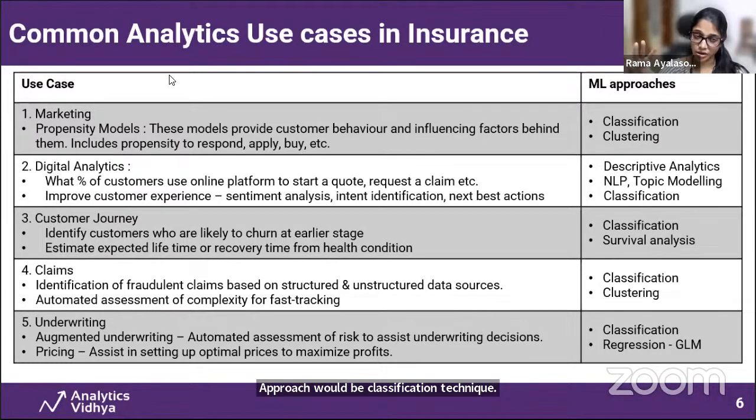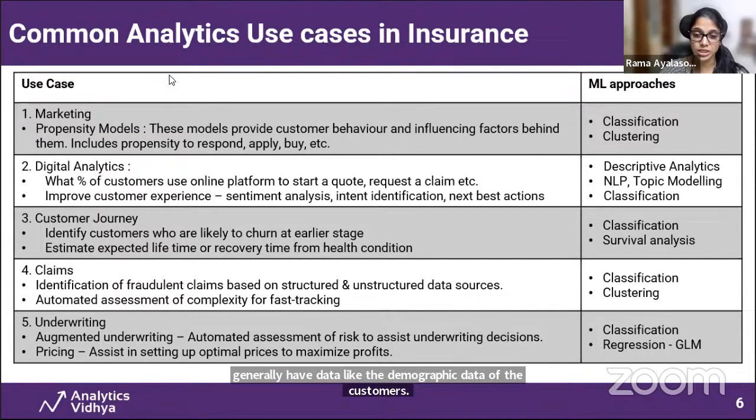And then one more area of use cases which fit into marketing is just classifying, or rather clustering, all the potential customers into various groups. For this, we generally have data like the demographic data of the customers. Insurance companies have all of this third-party data within, which covers demographic data, their lifestyle attributes, behavioral data, and so on.